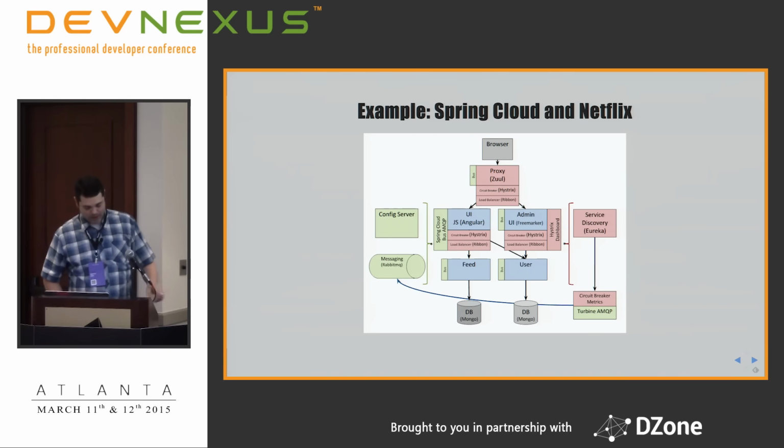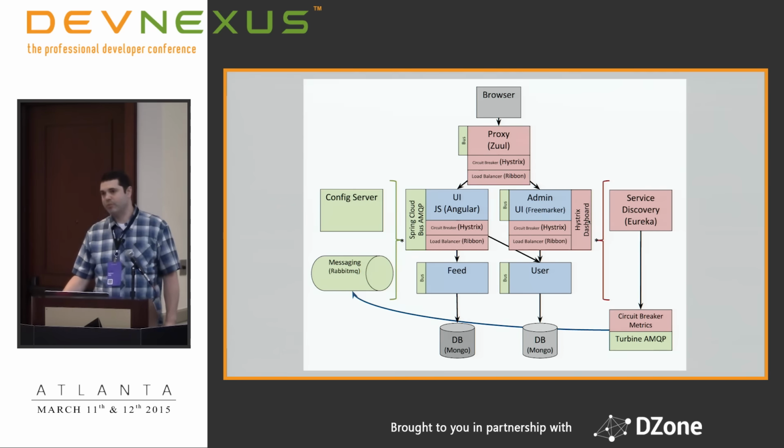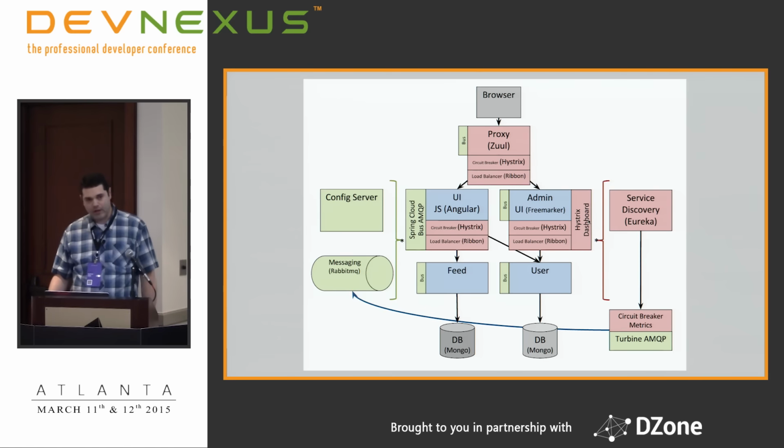So these are, again, this diagram, but with some of those names plugged in. The proxy that we'll be using is Zuul. Their circuit breaker implementation is called Hystrix. Their client-side load balancer is called Ribbon. What else do we have? Eureka is their service discovery. And we built on top of Turbine, which is their metrics aggregator. Everything in red is built on top of Netflix. The ones in green come from what we've built, and I'll be showing you some of those as well.